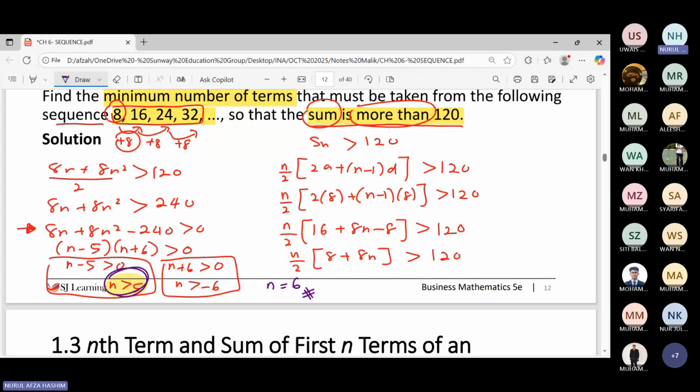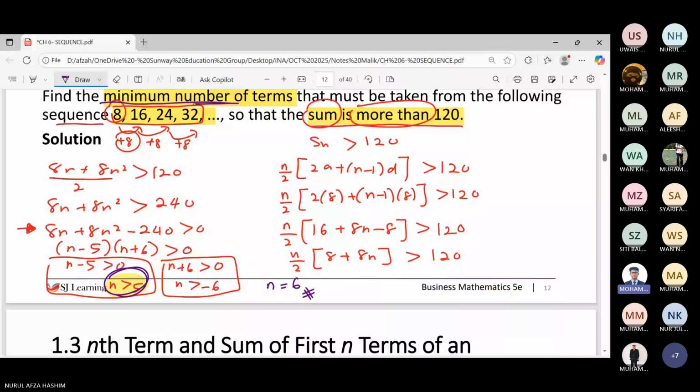Madam, nak tanya kenapa n sama dengan 6 pula ni, madam? Sebab n lebih besar daripada 5. Lebih besar daripada 5 apa? Oh, ambil satu nombor lah. Yelah, sebab dia cakap minimum kan? Paling rendah ni. Oh, kat situ. Soalan kedua tu. Baik.